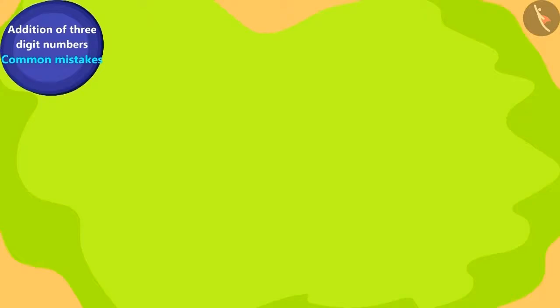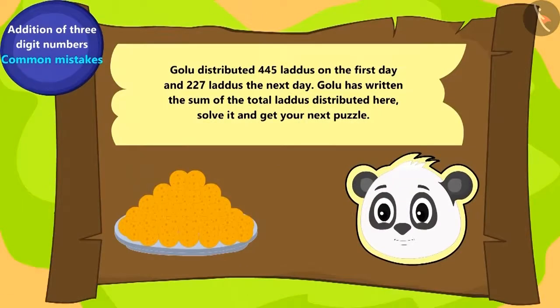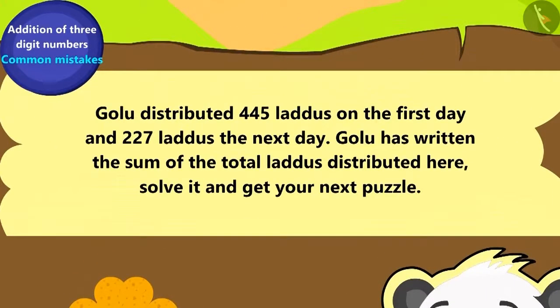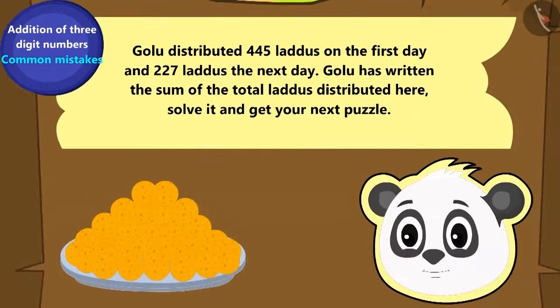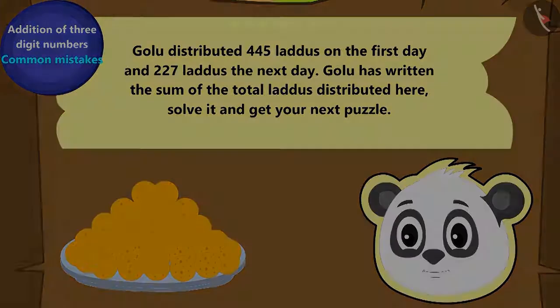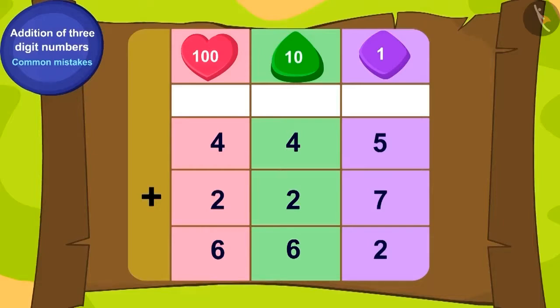Here is Bablu's first puzzle. Golu distributed 445 laddus to his friends on the first day and 227 laddus the next day. Golu has written the sum of the total laddus distributed here. Solve it and get your next puzzle. Is this addition correct? Yes, you have rightly found out that this addition is incorrect.